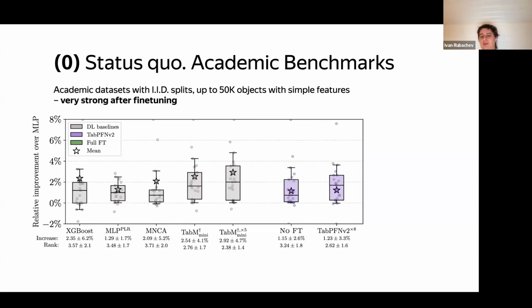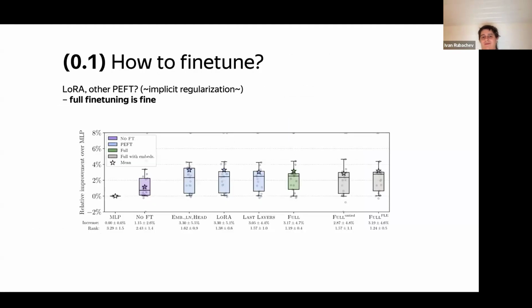So our next move and question was, can we basically improve this? In-context learning performance when ensembled is decent, but it's not state of the art. Can tabular foundation models be state of the art in terms of performance on tabular data, in this niche of identically distributed datasets with around tens of thousands of objects? So we just fine-tuned the model.